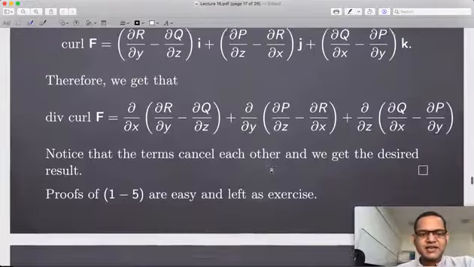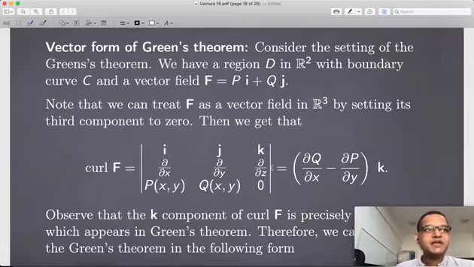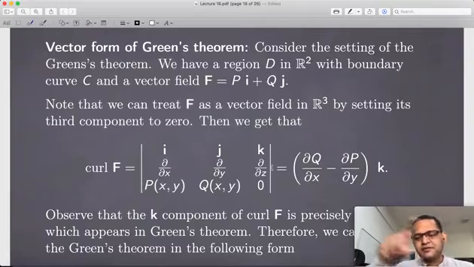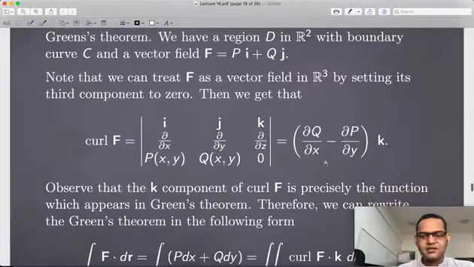Once I have these two notations, one can put the statement of Green's theorem in the vector form. So what we had in Green's theorem, we had a vector field in the plane, and a simple closed curve which is the boundary of a given domain, correct? So this is the quantity which you saw in Green's theorem on the right hand side, where the double integral was computed.